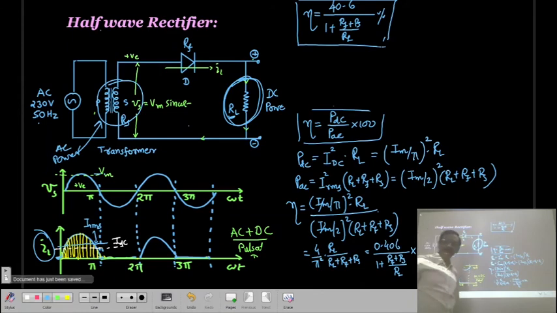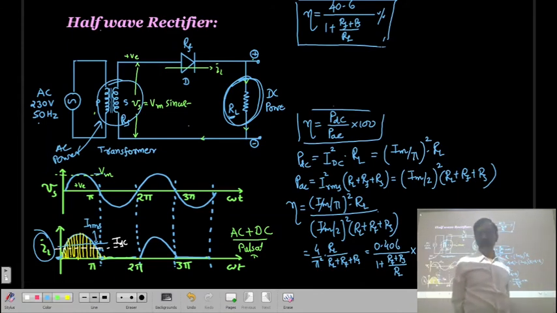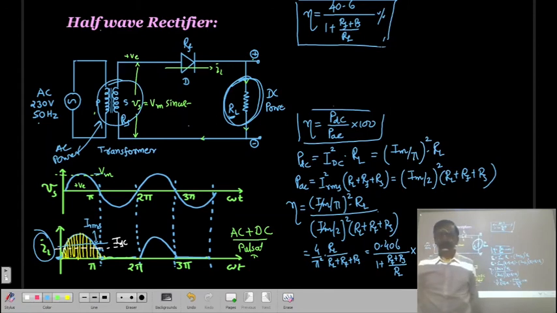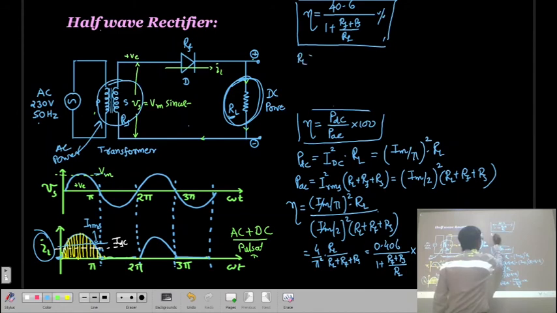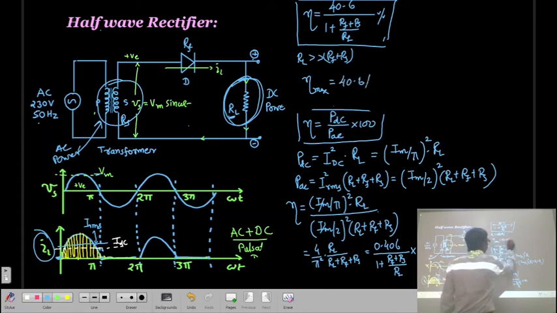So the rectification efficiency of the half wave rectifier is 40.6%. Where will you get the maximum efficiency? If the value of RL is much greater than RF plus RS, then we have the maximum efficiency, and that is 40.6%. Remember.